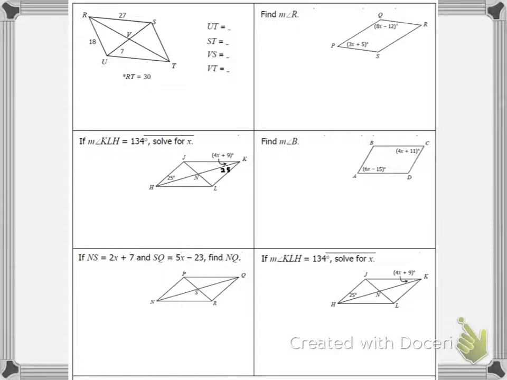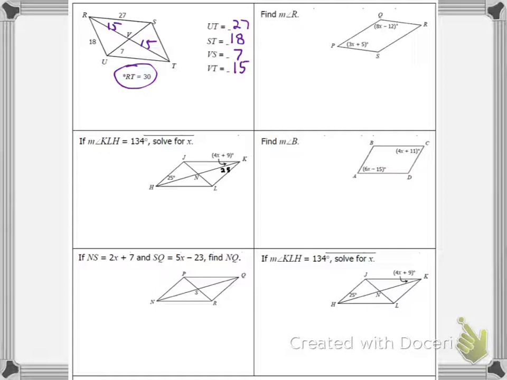Now we're going to go through and solve some more. So first off, I have to find up here on the top left UT. UT is opposite of the 27, so opposite sides are congruent, 27. ST is opposite to RU, so that's going to be 18. VS is going to be 7 as well because VU is 7 and they bisect each other. Then VT, because I know that RT is 30, each of these portions are 15, and so I have 15 for VT.